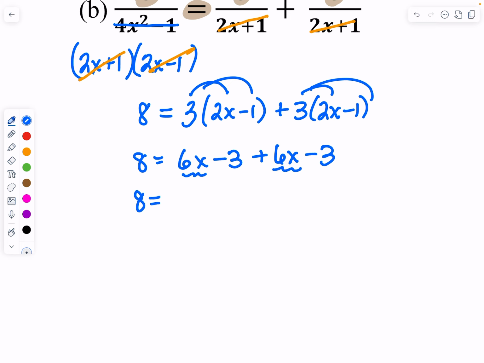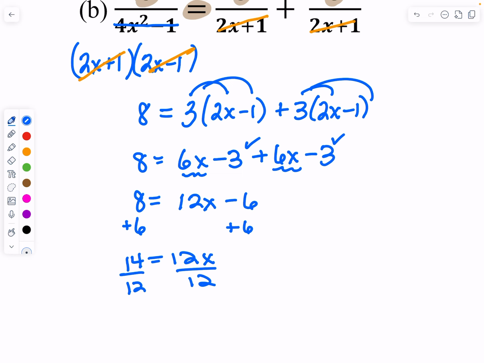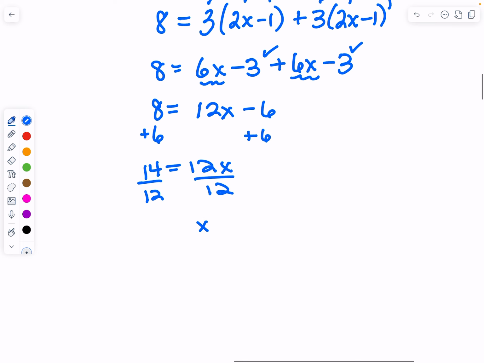I'm going to get my x's together, so that gives me 12x. I'm going to get my regular numbers together. That gives me minus 6. And then I'm going to solve. Move the numbers to one side. I already have the letters on one side. And then I divide by 12. So my answer is going to be 14/12, but I can reduce that by dividing everything by 2, right? So that's going to be 7/6 is my answer.